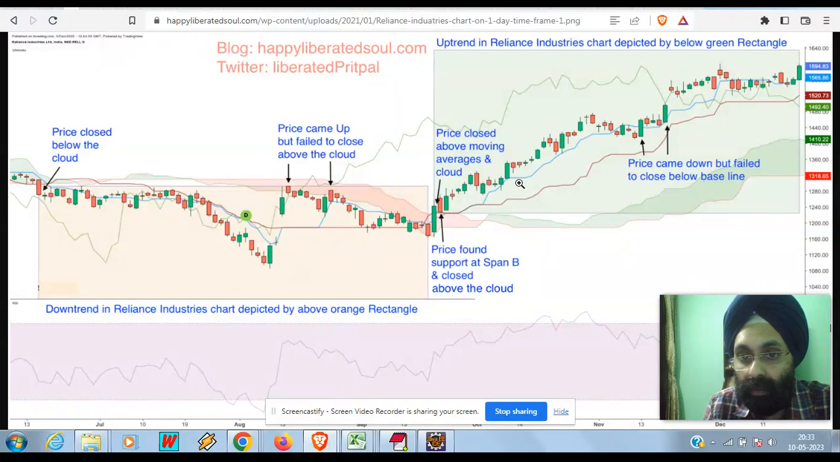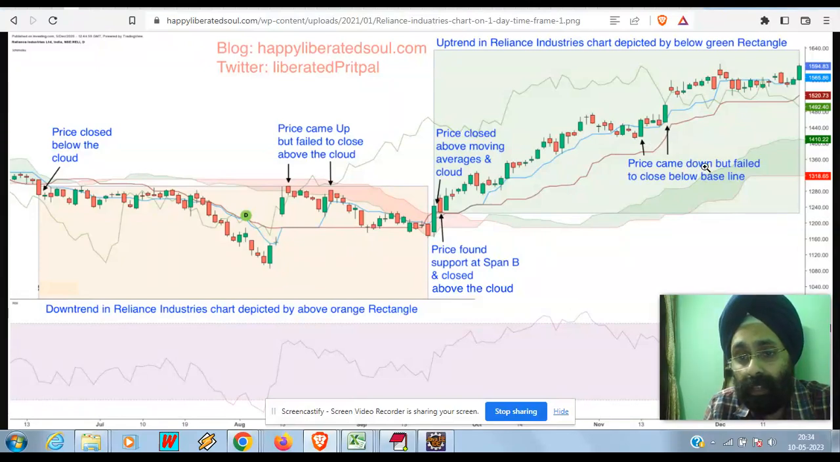So this way now the price is continuously closing above the Tenkan Sen till here. In the downtrend, the price was closing below the Tenkan Sen and the Kijun Sen, and in the uptrend, the price is closing above the Tenkan Sen. Now the same Tenkan Sen which was previously acting as a resistance is now acting as a support. Now even if the price is closing above the Tenkan Sen, it is closing well above the Kijun Sen, which is the red line.